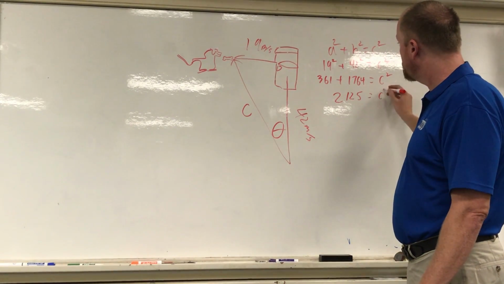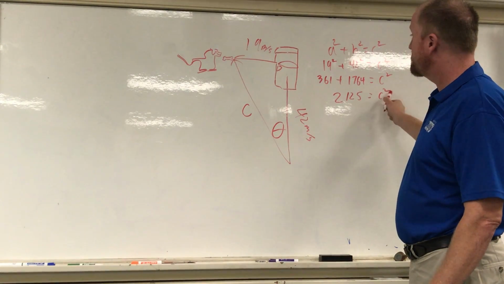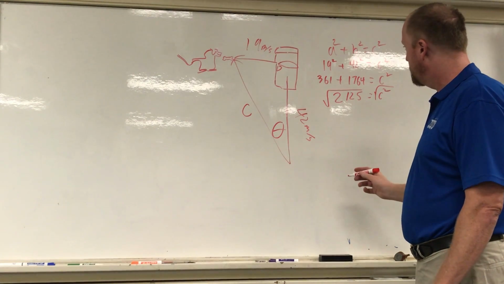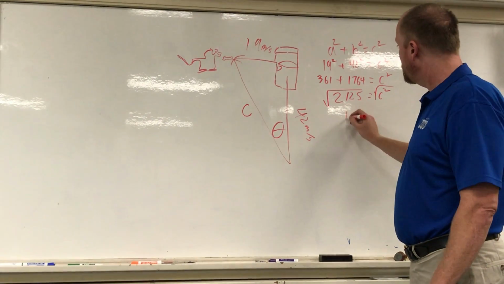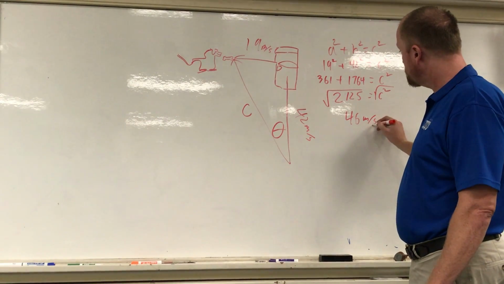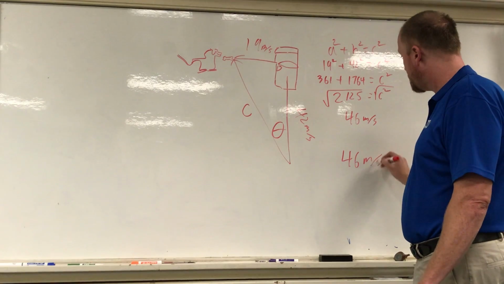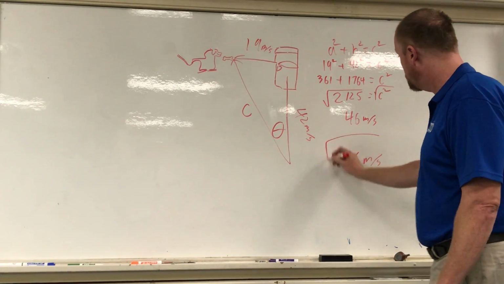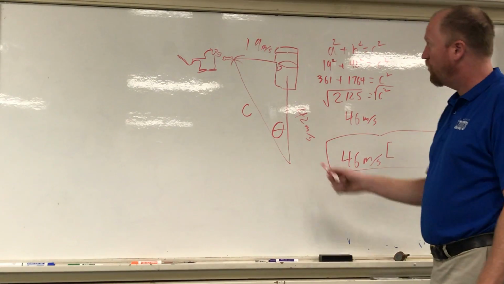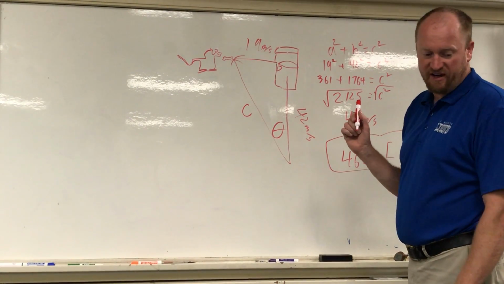You add them together and you get 2125 equals c squared. A lot of people just put this number down, but don't forget, it's not c, it's c squared. You've got to take the square root of both sides. Take the square roots of both sides, you get 46 meters per second. So our answer is 46 meters per second. Except we're missing a direction. What is theta? Well, we've got to figure that out.